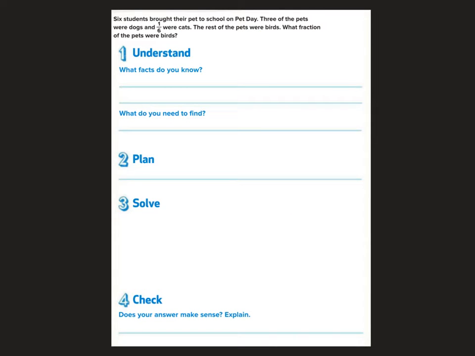6 students brought their pet to school on pet day. 3 of the pets were dogs. 1/6 were cats. The rest of the pets were birds. What fraction of the pets were birds? So what facts do I need to know? 6 total pets. That's important. That's going to be the denominator of our fraction.